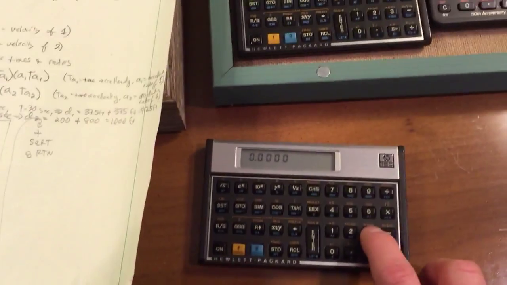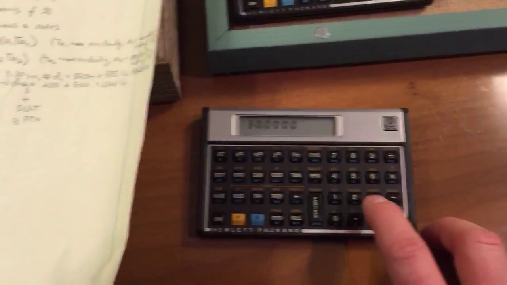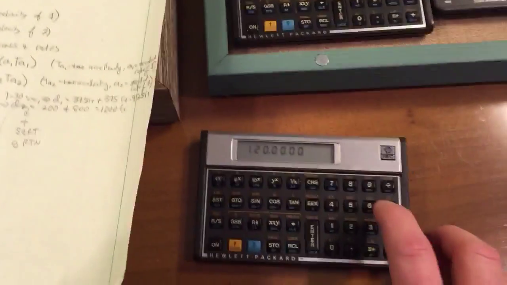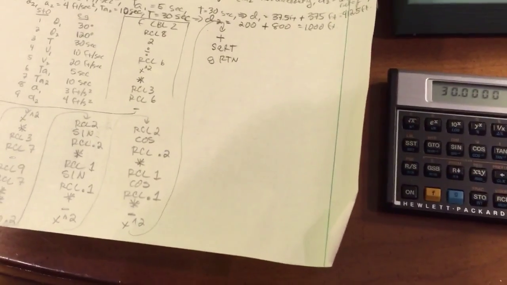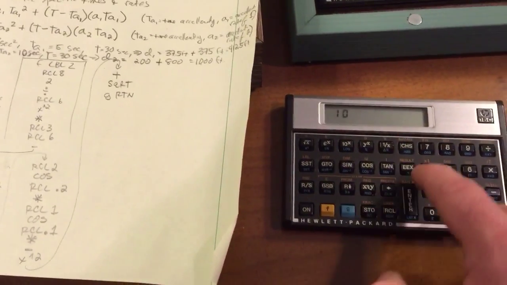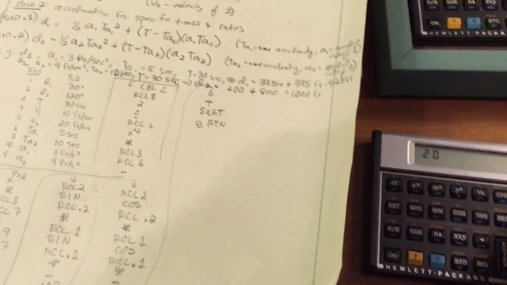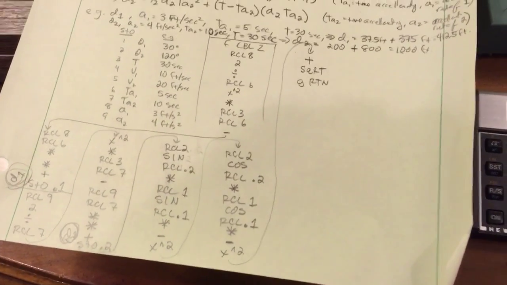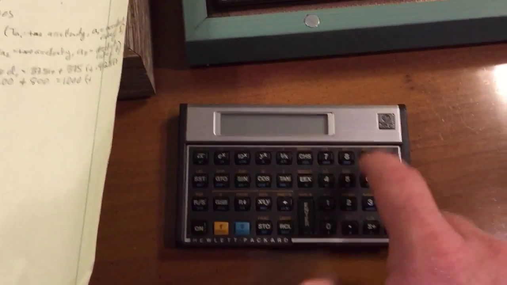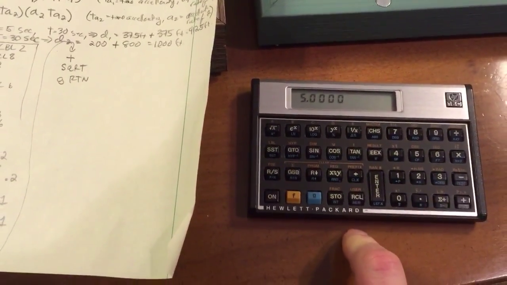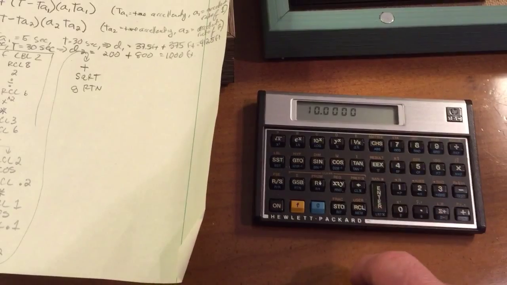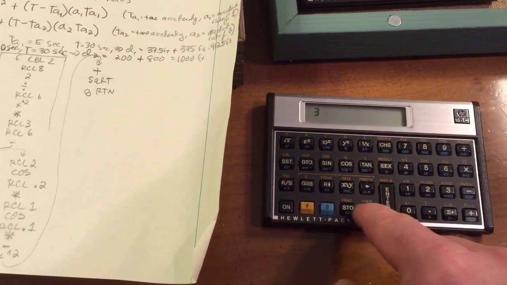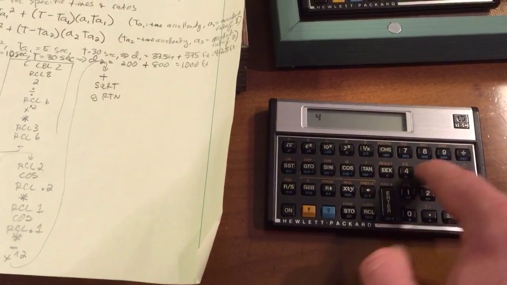I'm just going to plug in the storage registers real quick here. We got 30, store 1, 120, store 2, 30 seconds, and 3, that's the total time. 4 and 5 don't matter, but I'm going to put them in anyway. 10, store 4, 20, store 5. 5 seconds, store 6. That's the acceleration time of the first one. 10 seconds in number 7. 3 feet per second squared in number 8. 4 feet per second squared in number 9.